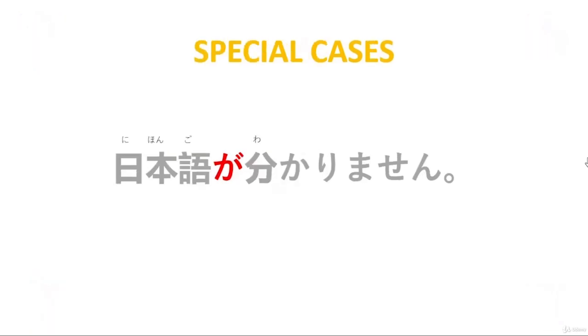And it can also be used in special cases. For example, Nihongo ga wakarimasen. Nihongo, Japanese. Wakarimasen, I don't understand. So when you want to say I don't understand something, you would use particle ga. Something ga wakarimasen. Nihongo ga wakarimasen. I don't understand Japanese.